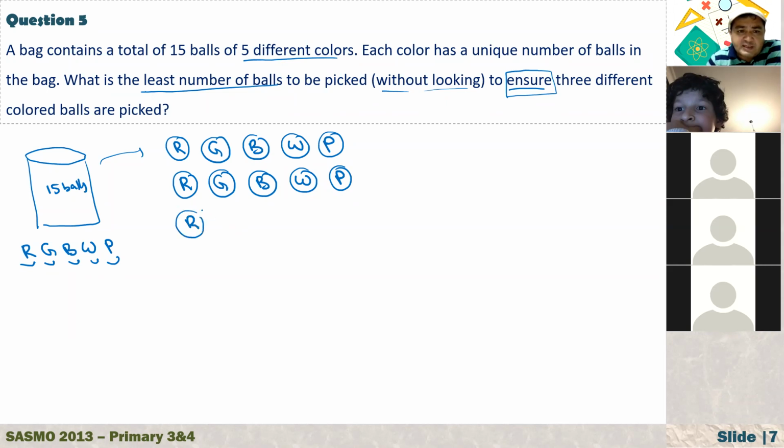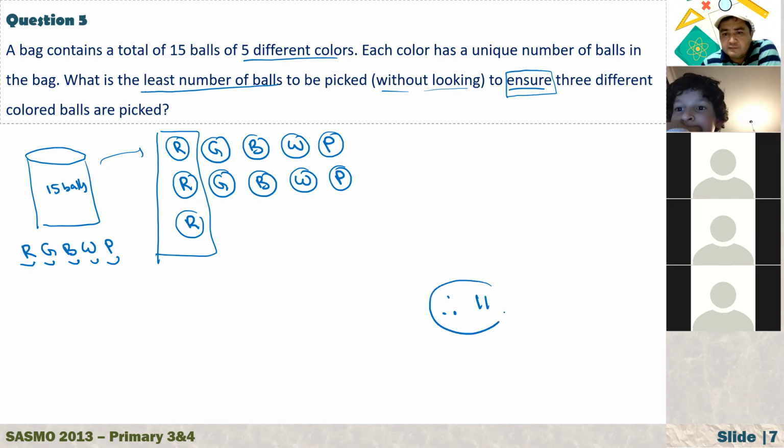Now, as you see here at the 11th, 100% we are sure that at least 3 balls will have the same color. So that means, what is the least number of balls to be picked? The least number of balls to be picked to ensure that 3 balls of the same color are picked, that is 11.